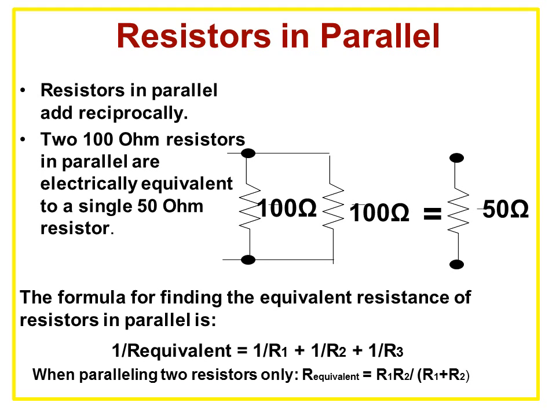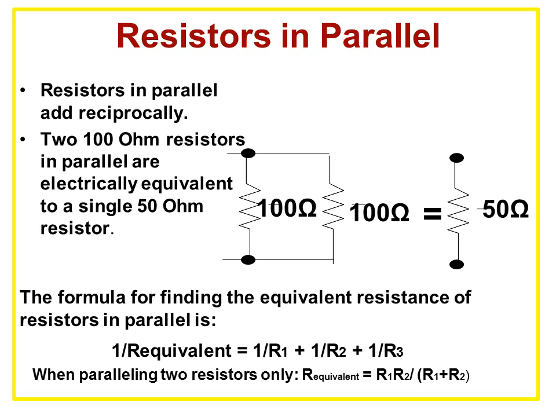And here we have an equation that always works, and that's 1 over R equivalent equals 1 over R1 plus 1 over R2 plus 1 over R3 plus 1 over Rn, R sub n, where you have n resistors in parallel.